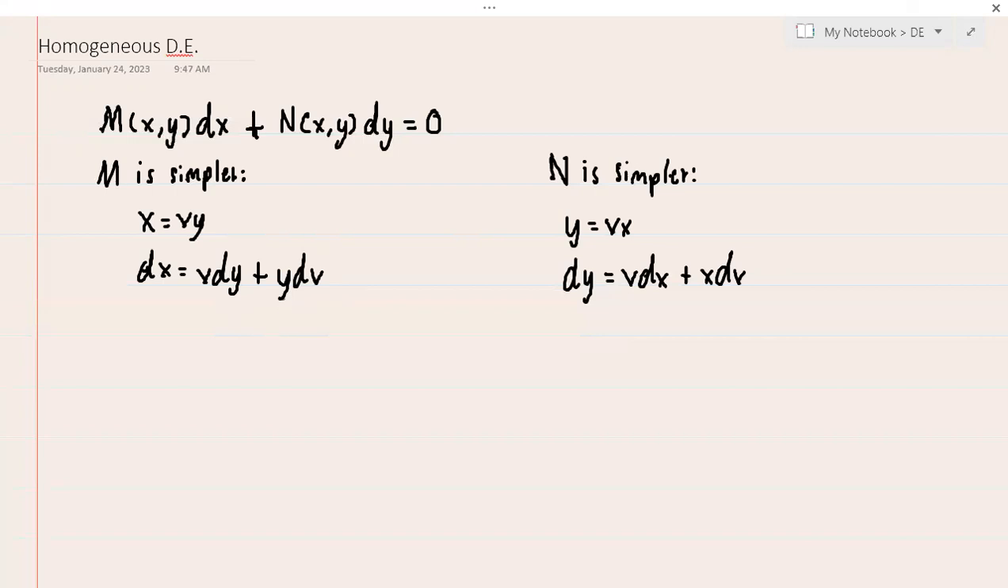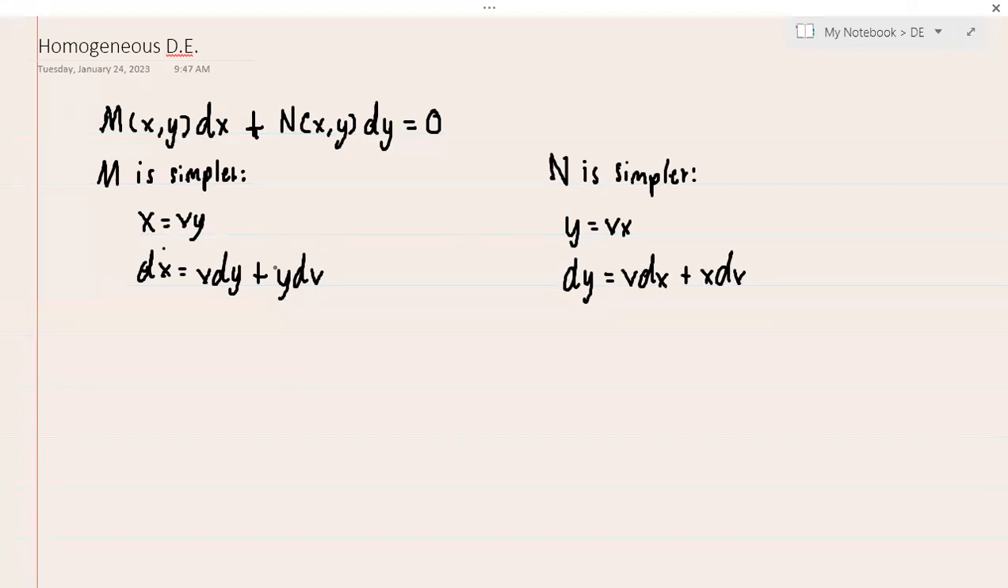Or para sigurado kayo, di ba kasi si dx, derivative ng x? Since x is equal to vy, gawin nyo tong product rule. Ito yung tsura niya. So, that's it. Yun lang naman.